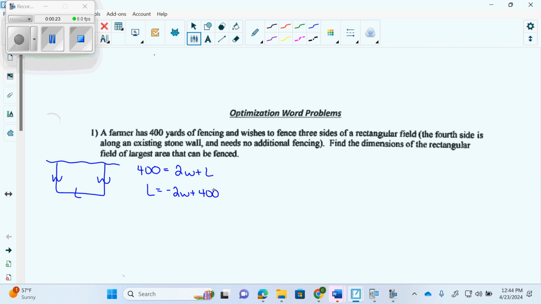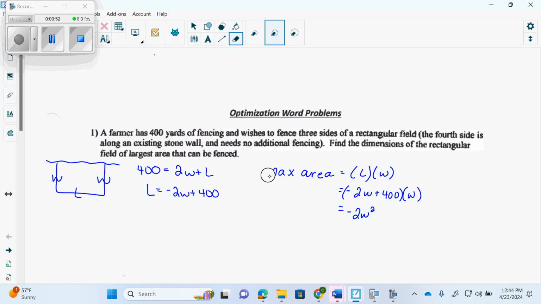Okay? Then what we do is we do max area because it wants the largest area. And it's length times width, which is the exact same as last year. Same steps. And then we filled in for L because that's when I isolated. So negative 2w plus 400 times w. And then we distributed, just like last year, negative 2w squared. Sorry, this isn't max area, this is area. Just area. Negative 2w squared plus 400w.